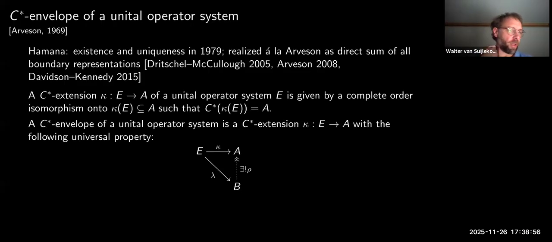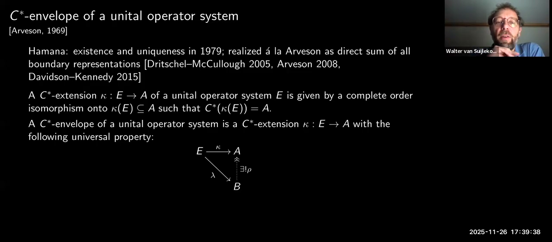So let's look at what Arveson had in mind. A C-star extension is a C-star algebra that you generate in some realization. So what you do is you take a complete order isomorphism, inject it into a C-star algebra, and then that C-star algebra should be generated by the image. So it should be the smallest in that sense. So that's a C-star extension. But you may realize an operator system in many different ways, because the only thing you have to respect is the complete order structure. And there's no product, so it's actually quite free what you can do in a certain sense. And the C-star envelope is the smallest among those.